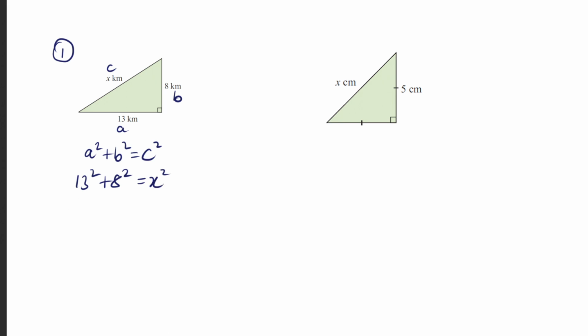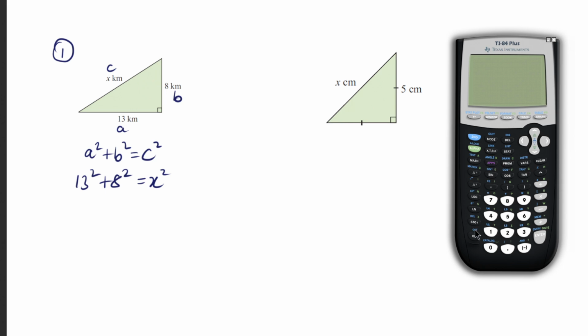So all I do then is get my calculator and type that in. So that's 233. And if I have the square of something and I want the actual thing itself, I just need to square root. So it's 15.3 and it's kilometers.